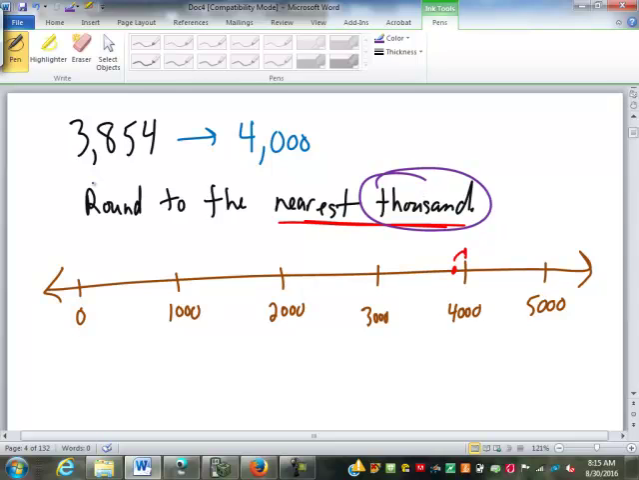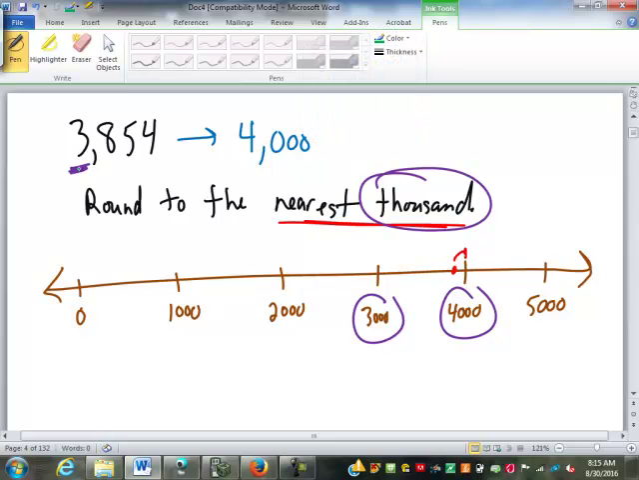What digit's in the thousands place in this number? The 3. So we find the 3. Now, what that's telling us is that it's between 3,000 and 4,000. So that's the information we're getting from that. Then we need to figure out which one of them it's closest to.